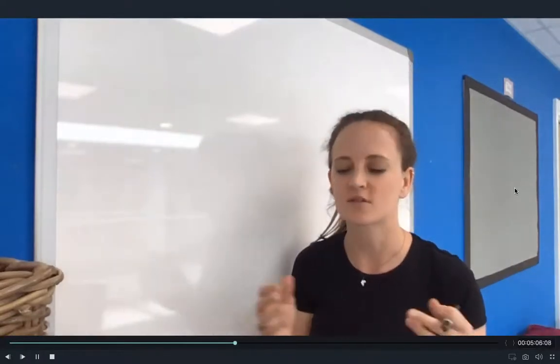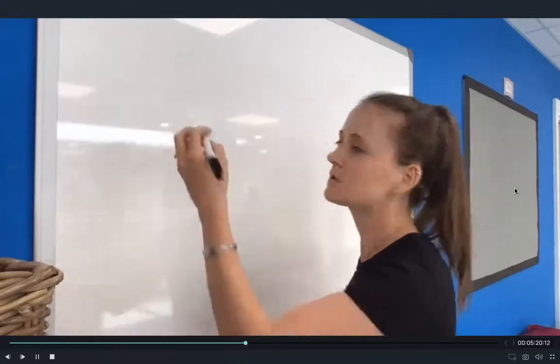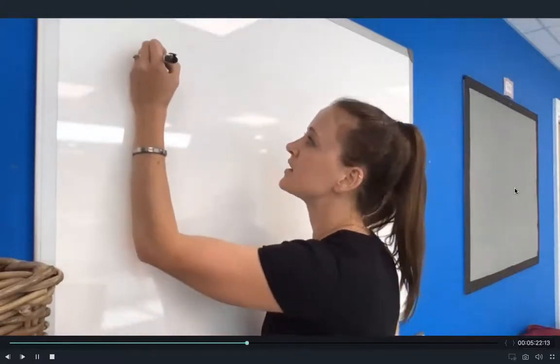Remember that our stories shouldn't have a time period that we are going by, so we will often start our stories with one day, once upon a time, or long, long ago, just so we know that it isn't now, but we're also not sure when it was. So we're going to start with one day.